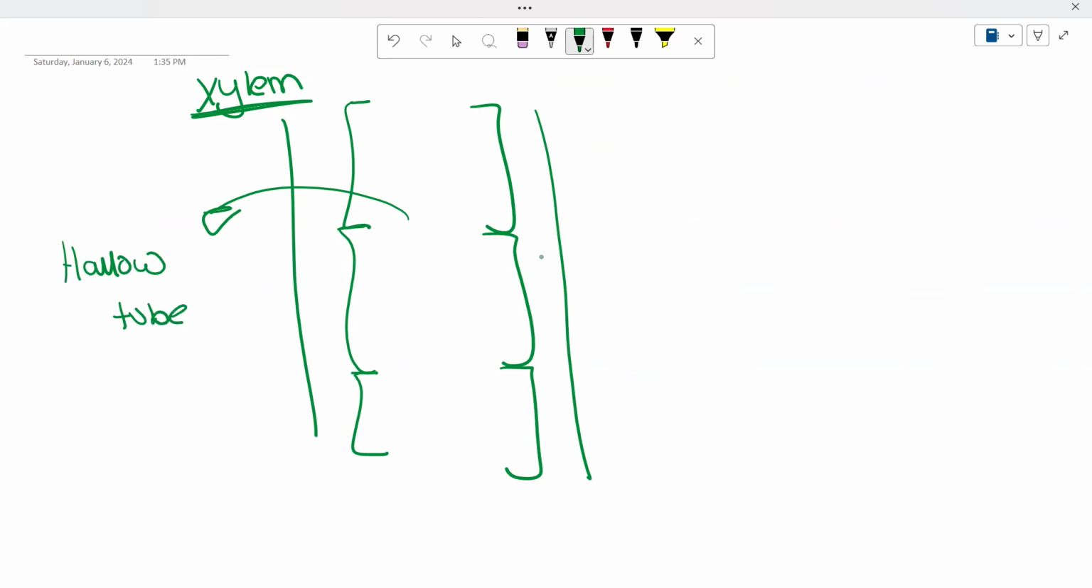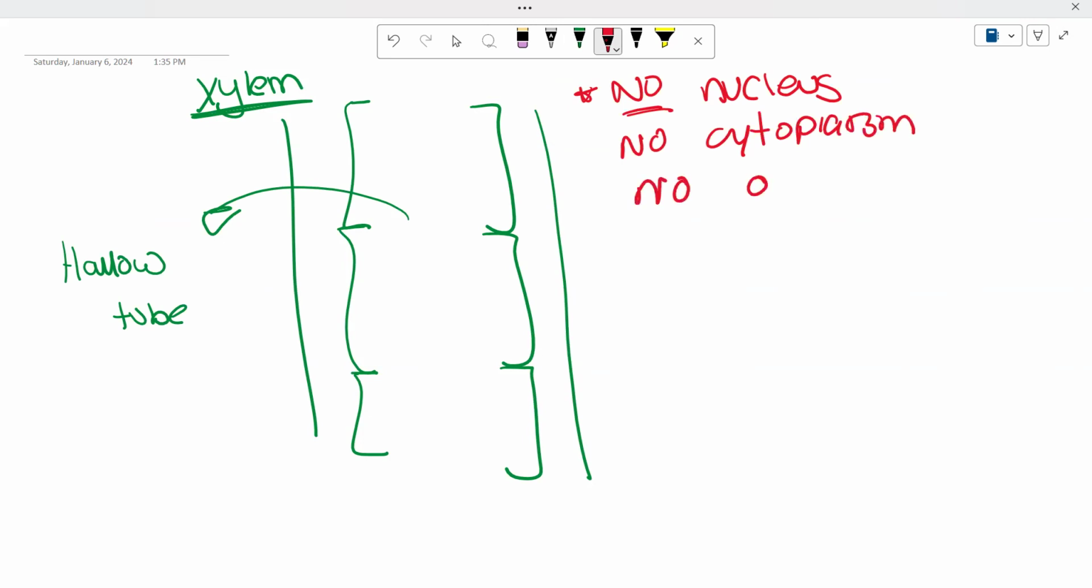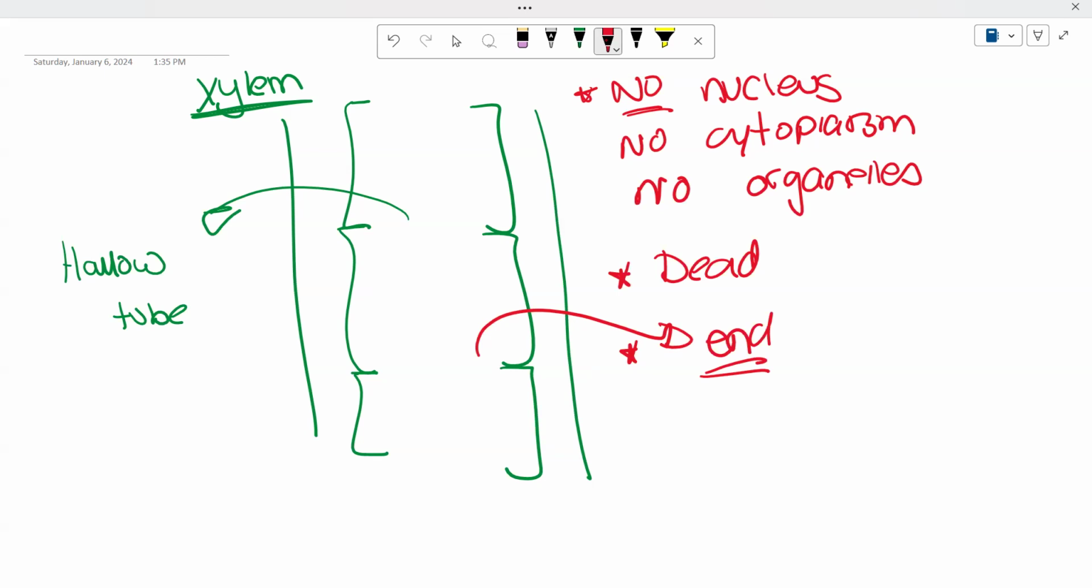Now, if I come to describe the xylem, what do I say? I'll start with the word no. No what? No nucleus. No cytoplasm. No organelles. Very good. It is considered dead. And what about the end walls? These end walls, are they completely or incompletely broken down? They're completely broken down. Very good. If I write all that, then I will describe the xylem.